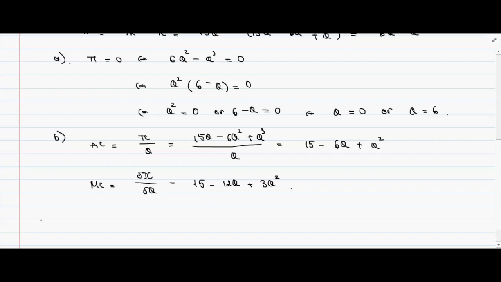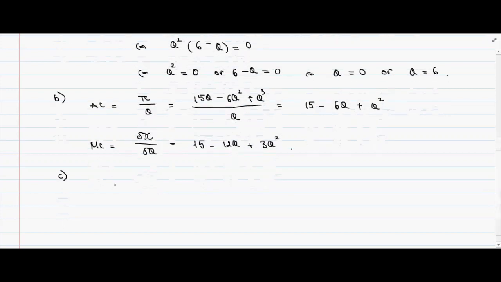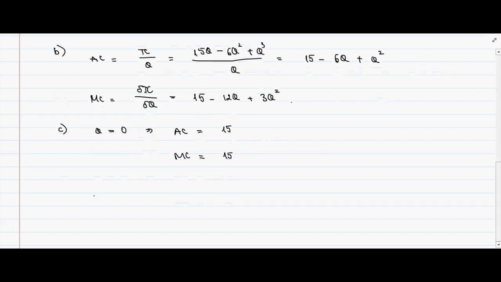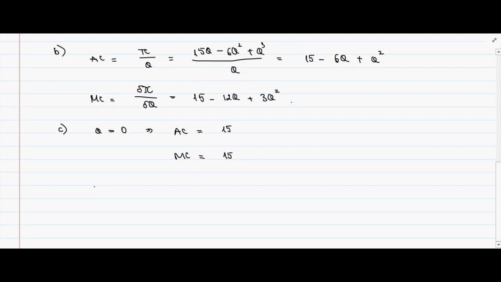Alright, so part C is asking you to confirm that marginal cost at quantity 0 is going to be equal to the average cost at a quantity equal to 0, and equal to 15. Okay, so when Q equals 0, if I substitute Q equal to 0, then average cost equals 15, and marginal cost at quantity equal to 0 also equals 15. Okay, and the marginal cost is minimized when quantity equals 2, while average cost is minimized when quantity equals 3.